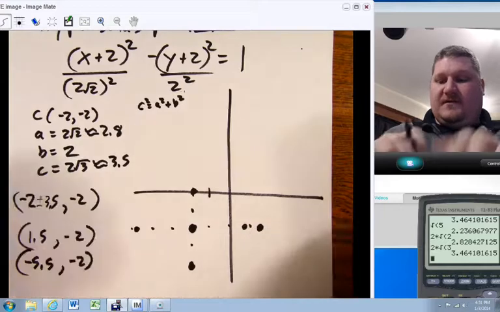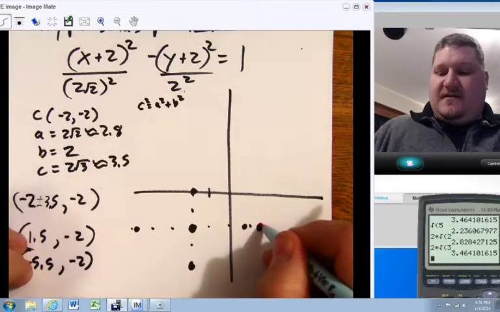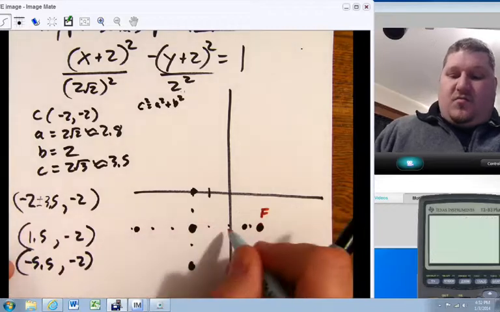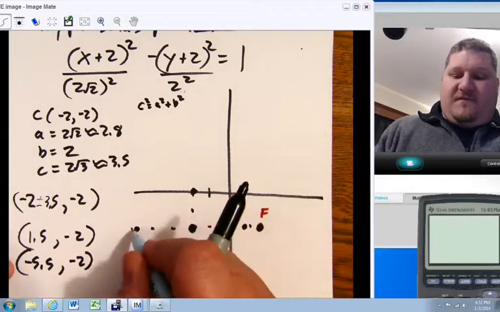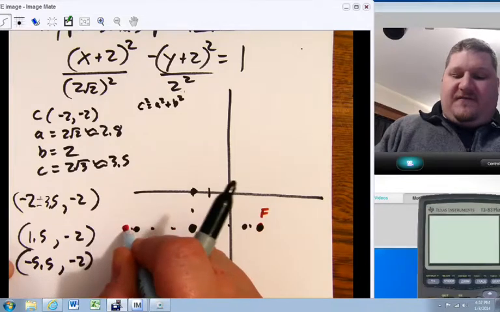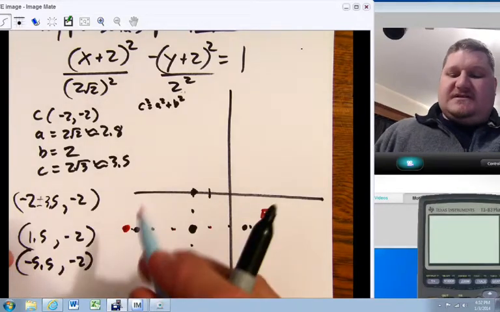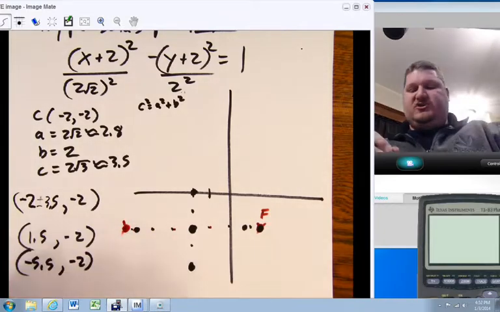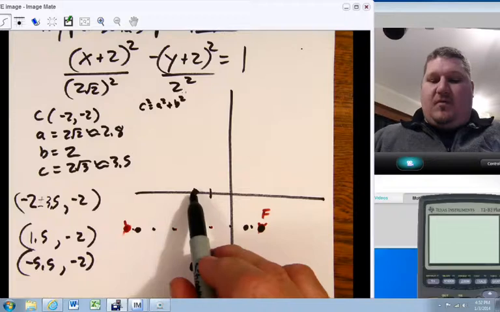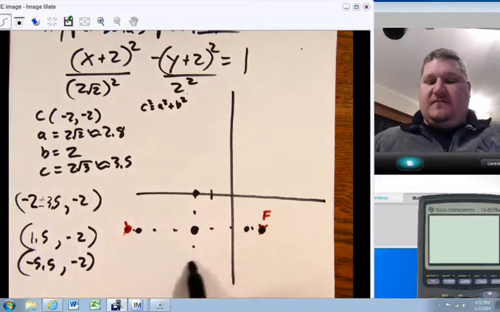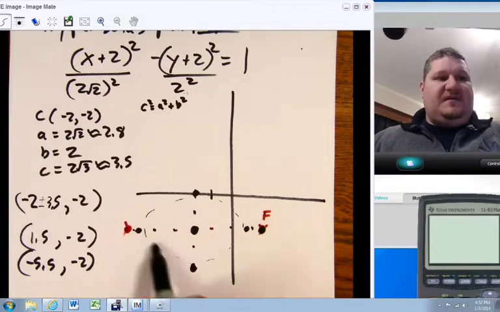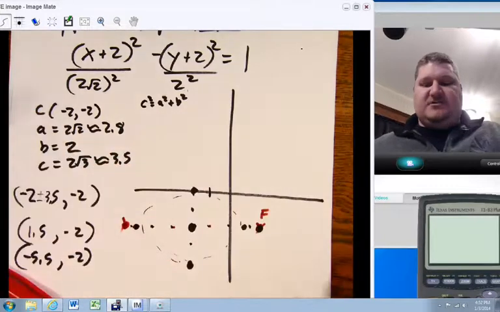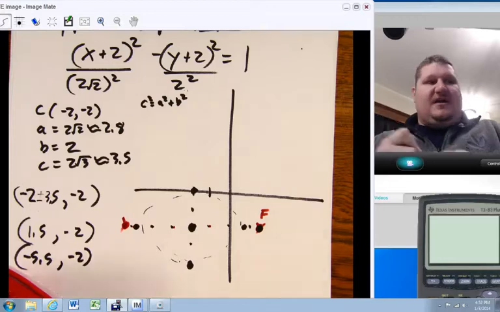Let's go ahead and put those in red to indicate foci. 1, 2, 3, 4, 5.5. And you'll notice our foci end up outside where our shape would be. That's going to take what would have been potentially an ellipse and turn it inside out. To do that, here's where it changes.